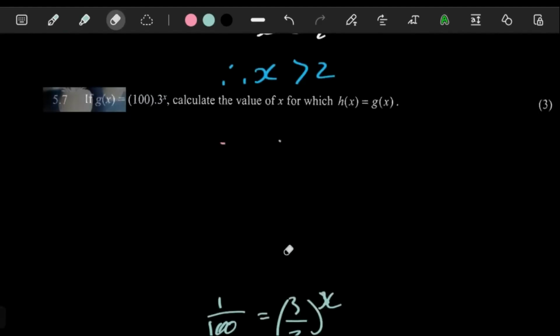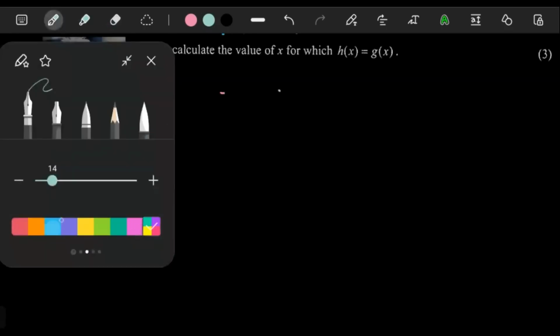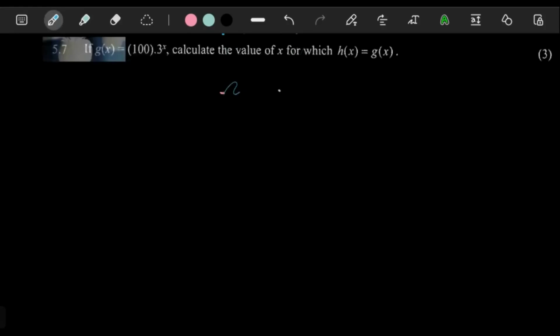So let's not overthink for a bit and just think of this as a 3-mark question. The thing with the 100 is that it's 10 squared, you see. So let's see here. This is 2 to the power of x, equal to 10 squared times 3 to the power of x. Yeah, the way it's looking, it's not looking very pretty at all.